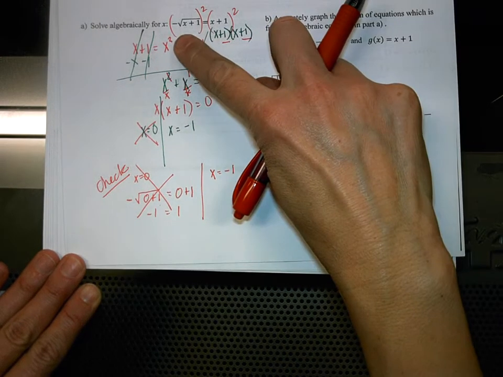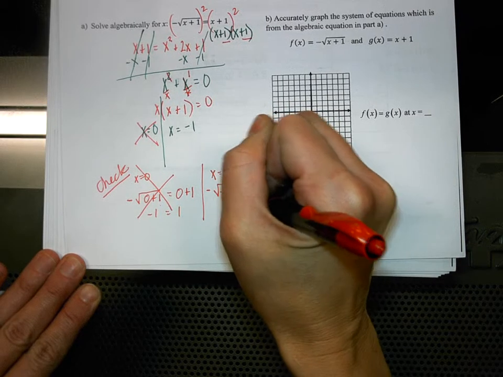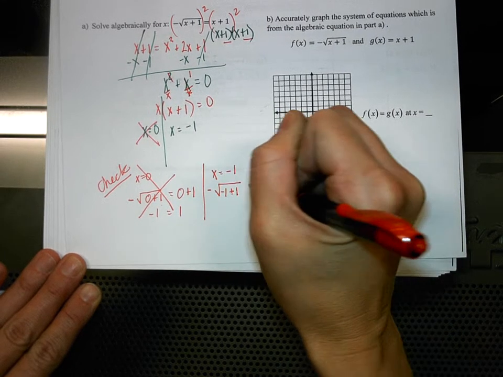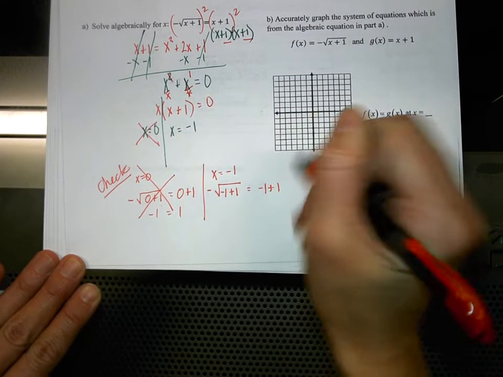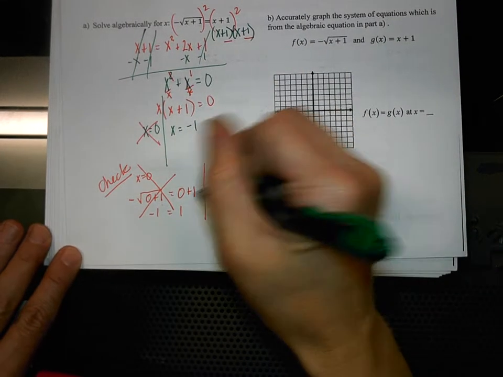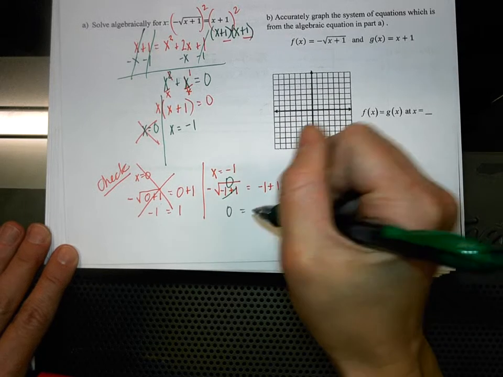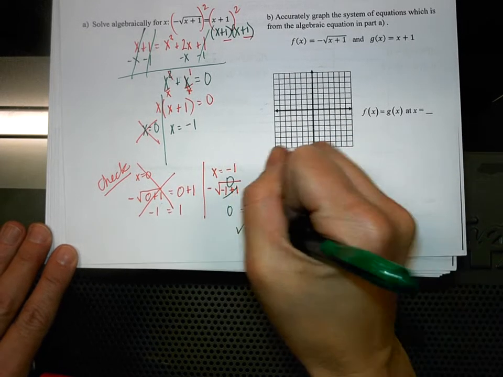Now I'm going to check x equals -1. Plug it back in here. Negative root -1 plus 1 equals -1 plus 1. -1 plus 1 is what? 0. And there's no such thing as a -0, so we just get 0 equals, and -1 plus 1 is 0. That one checks out. That is my answer.